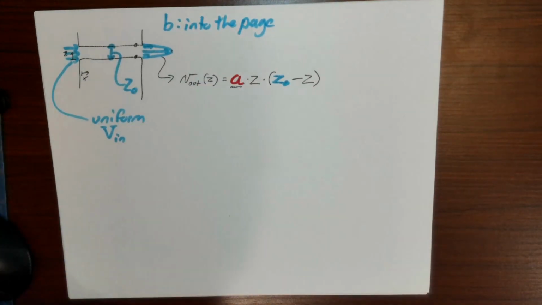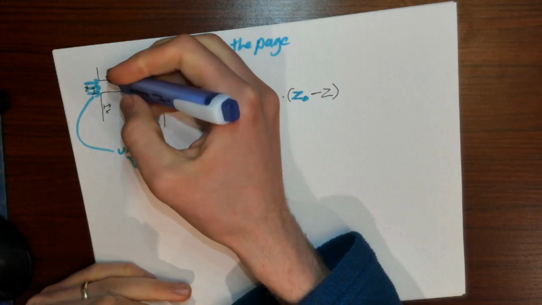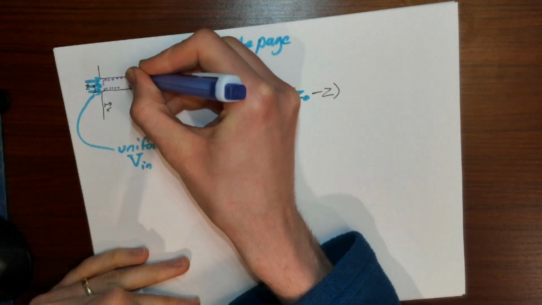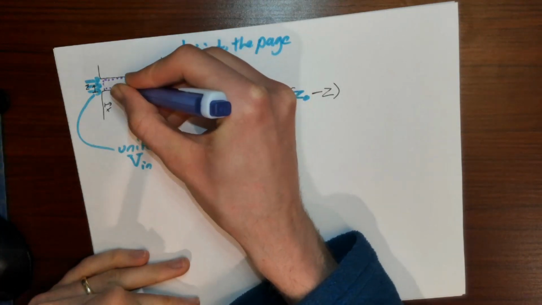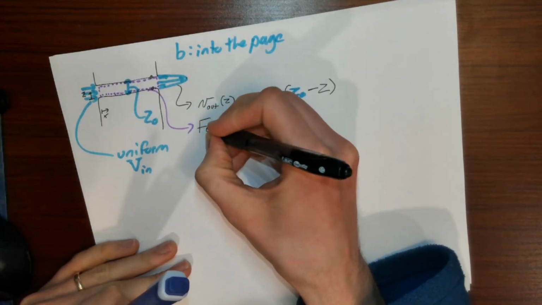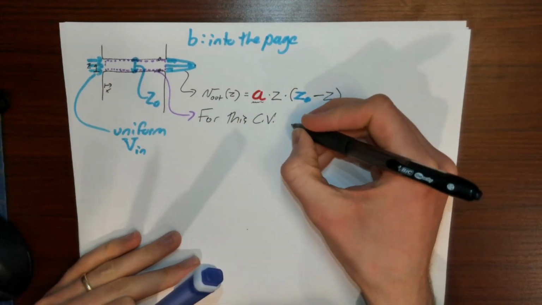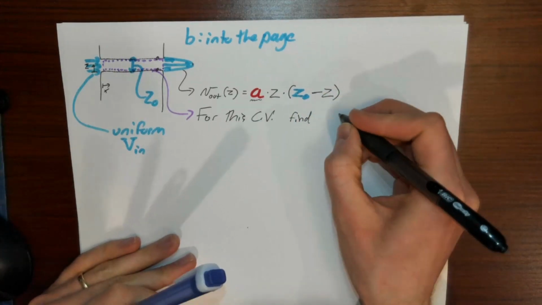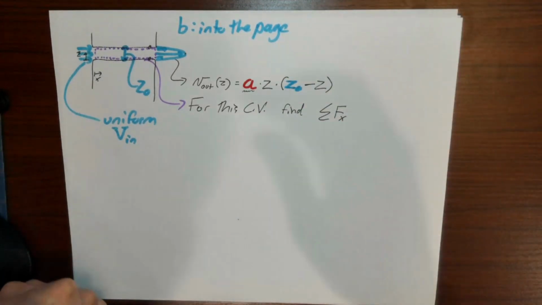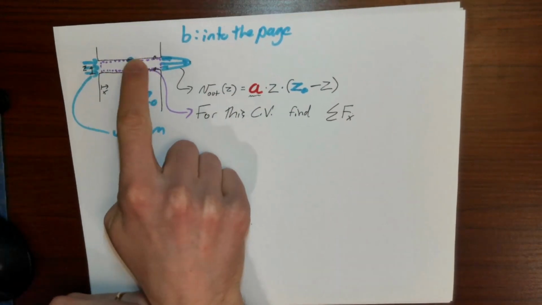And we're looking for basically, if I had this chunk of fluid, let's say I defined a control volume within this chunk, within this gap. Our goal for this control volume is to find the sum of forces in the x direction. So we know that there's probably shear stress and pressure and who knows what else acting on this system.